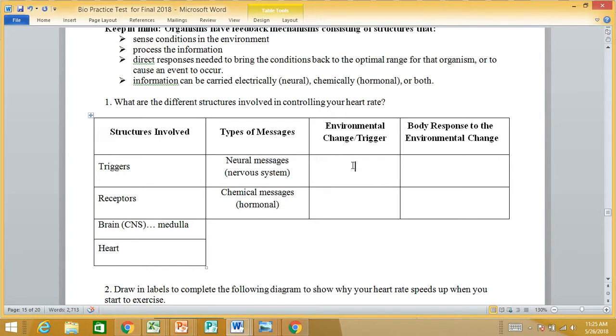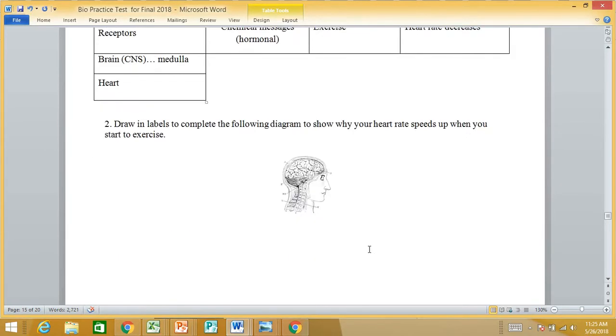What's something that could trigger this? The upcoming biology test, maybe? Stress? I hope not. What else? Exercise will cause your heart to beat faster. And what happens? What are your changes when this happens? Well, a couple of changes. Your heart rate will either increase, and then of course your heart rate also decreases, depending upon the message and what's going on. Yeah? So that gives you that.